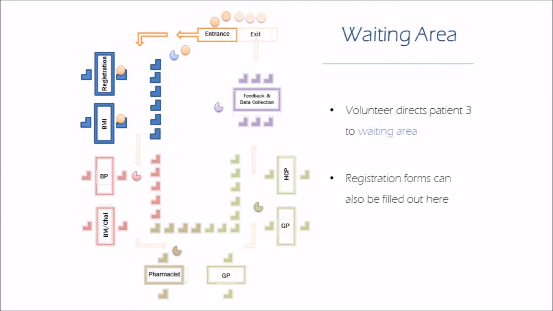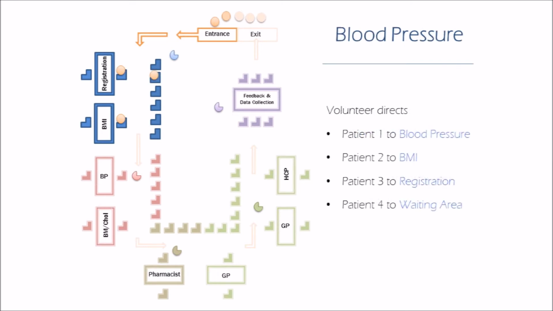If the first few screening stations are occupied, a volunteer can direct patient 3 to the waiting area. Registration forms can also be filled out here while attendees are seated. Blood pressure. A volunteer should continue to direct people around the different stations to ensure the flow of attendees around the screening event. Watch the animation to see this in action.